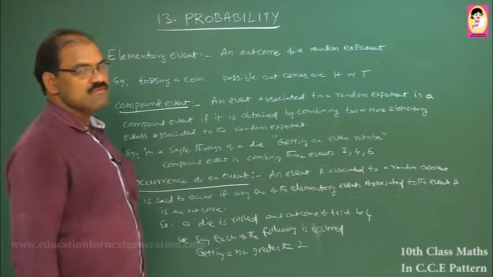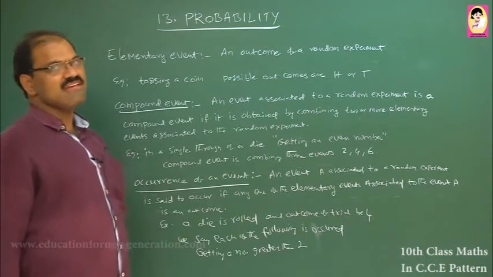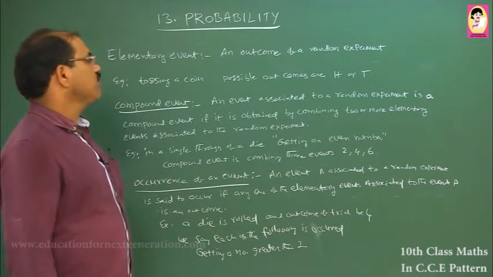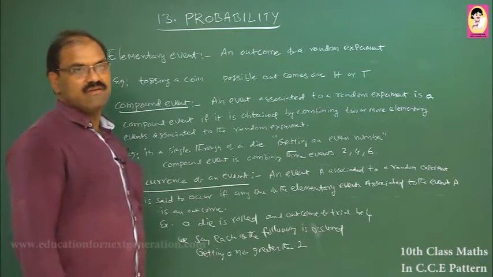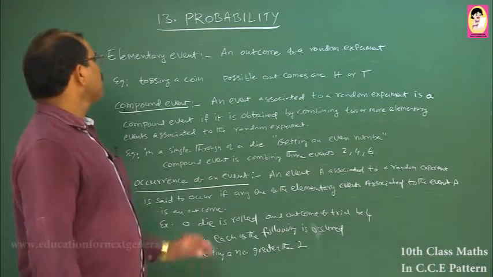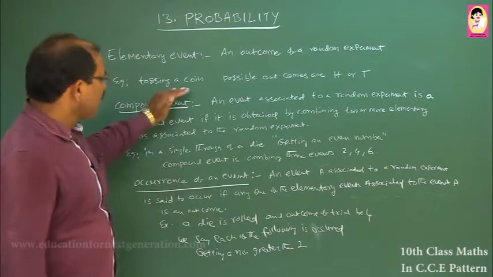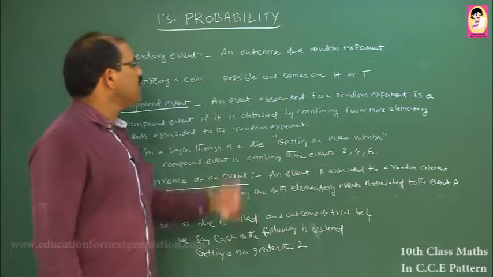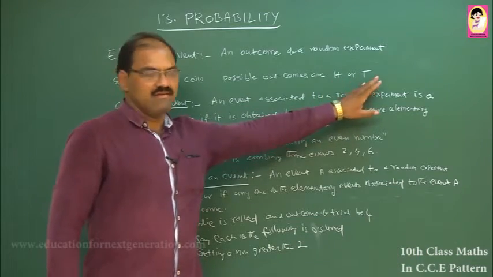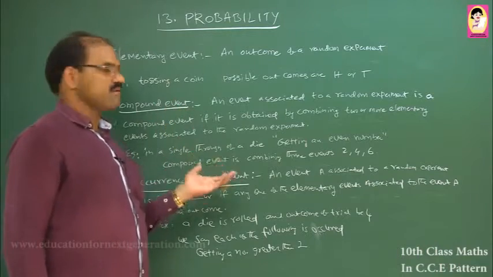Here, some terms we use in probability are elementary events. What are elementary events? This is an outcome in a random experiment. If you are doing an experiment, whatever the result, that outcome is called an elementary event. For example, if you toss a coin, what are the elementary events? Either you may get head or you may get tail. So head or tail is called an elementary event in this experiment.